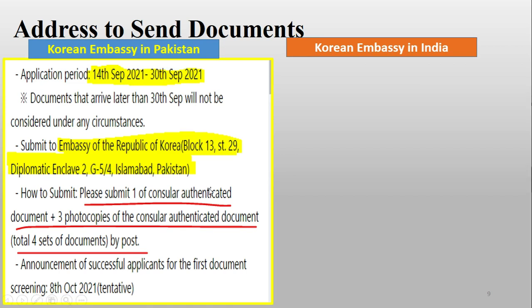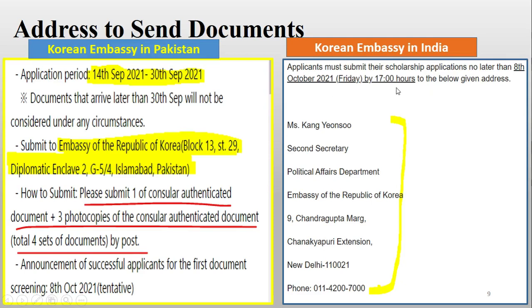For the recommendation letter envelope, if you have already sealed everything in one envelope, it is okay. You can just attach that envelope in place of these 3 different envelopes in the big envelope where you are putting all these sets of documents. For Indian students, you will send these documents before 8th October 2021 by post to Ms. Kang Yonsu, Second Secretary, Political Affairs Department, Embassy of the Republic of Korea, 9 Chandragupta Marg, Chanakyapuri Extension, New Delhi. The postal code and phone number are also given. So these are the addresses, starting from here to this one, and for Pakistani students, Embassy of the Republic, until this line.